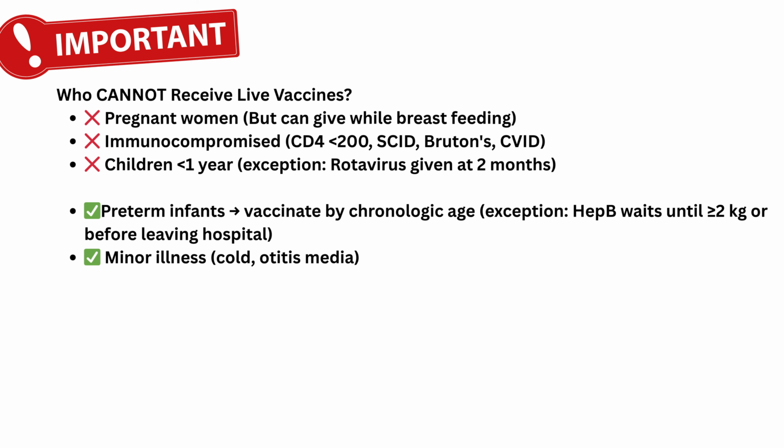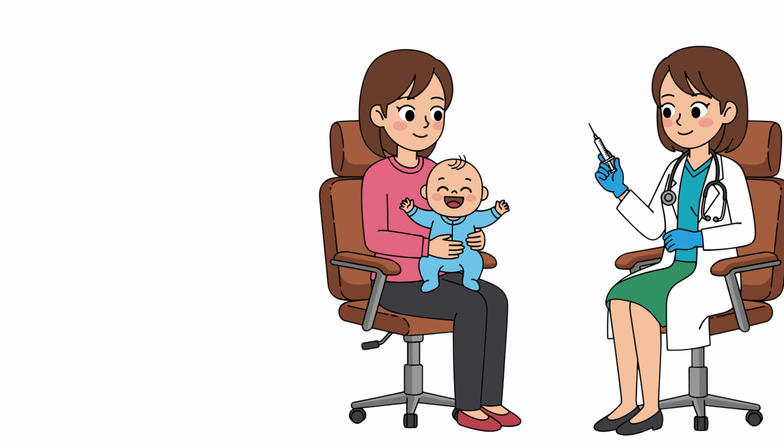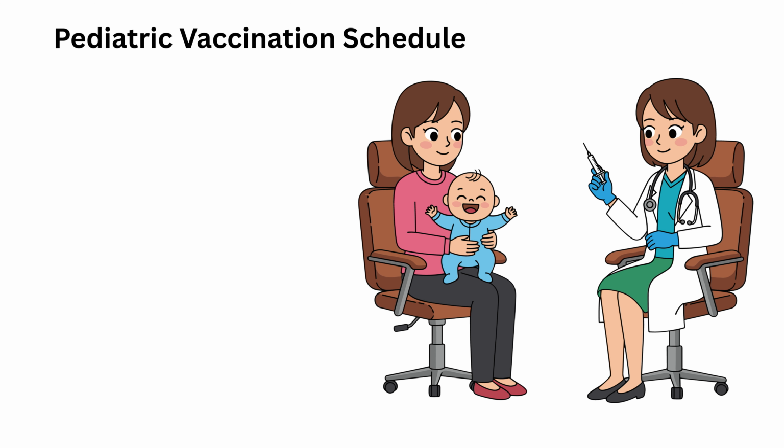Now let's talk about two things people often think are contraindications, but they are not. First, premature infants. You vaccinate based on chronological age, not gestational age. The exception is hepatitis B for premature infants under 2 kilograms. You wait until they reach 2 kilograms, or until they are leaving the hospital. Second, minor illness, a cold, an ear infection, a mild fever. None of these delay routine vaccines. Keep vaccinating.